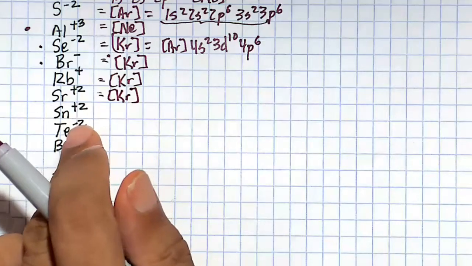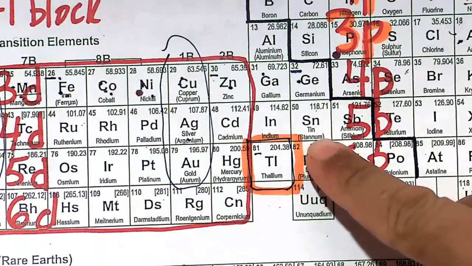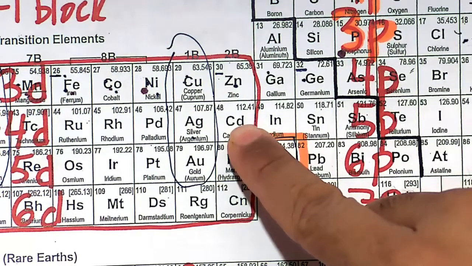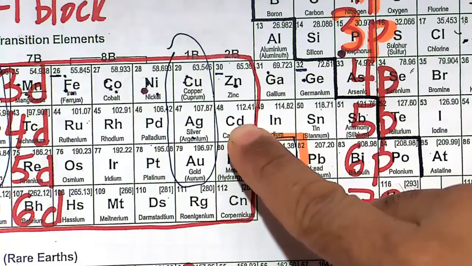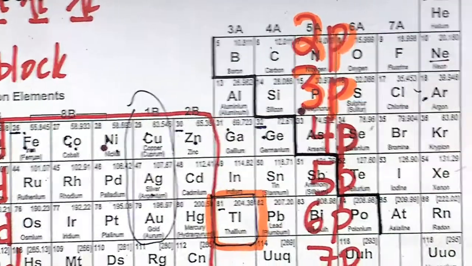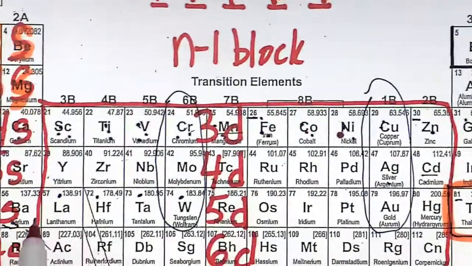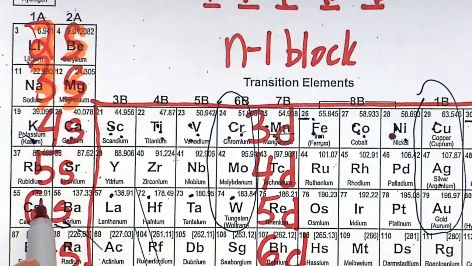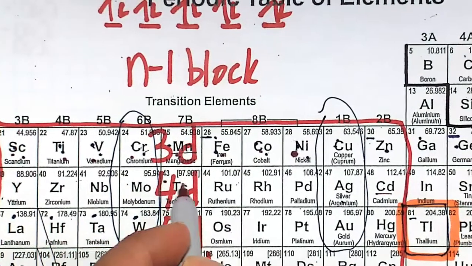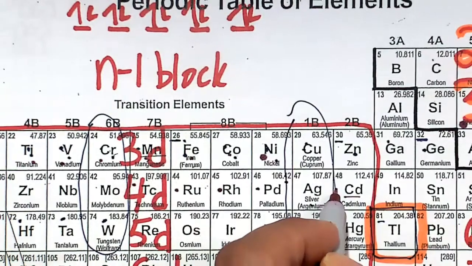Sn plus 2, Sn is the element tin. So tin is right here in the periodic table. We're losing 2 electrons. So we lose one, we lose the other, and now we become the same electron configuration as cadmium. The electron configuration of cadmium is going to be 36 electrons of Krypton, and then we're going to fill up 5s2, and then 4d1, 4d2, 4d3, all the way up to 4d10.